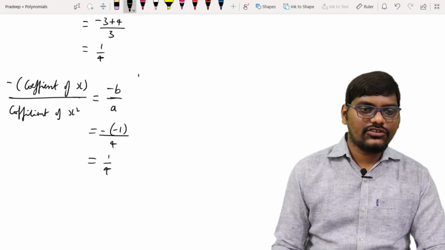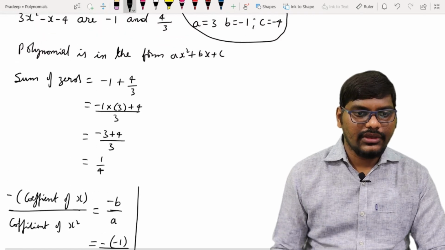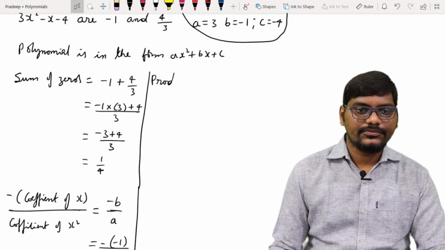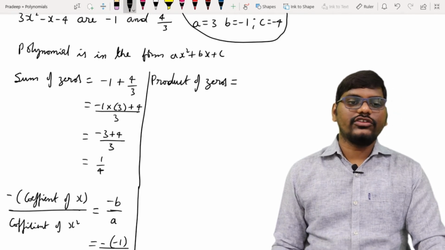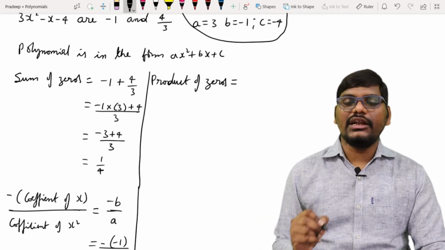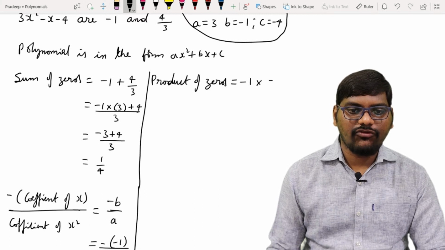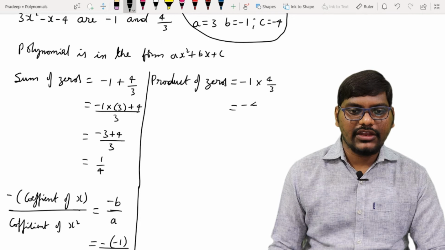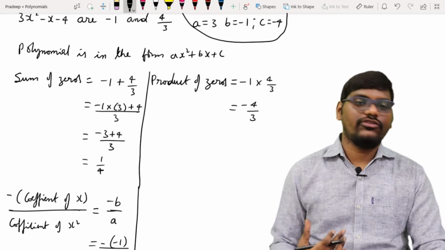Okay, so let's go for product of zeros also. I'll write from here. So product of zeros. Product of zeros in the sense we just have to multiply the zeros which we got, that is minus 1 and 4 by 3 is the zeros which we got. Let's multiply 1 into 4 is minus 4 by 3. This is the product of zeros which we got. We'll go with the coefficients also.